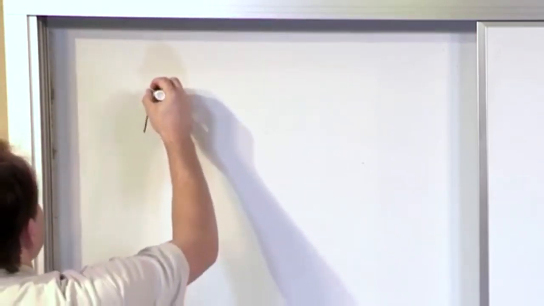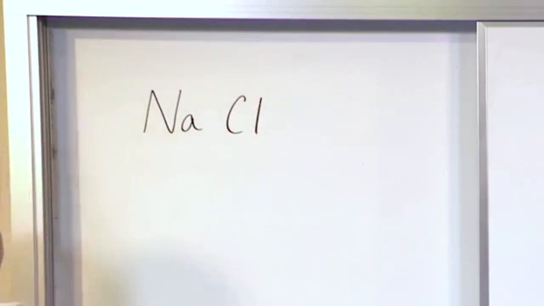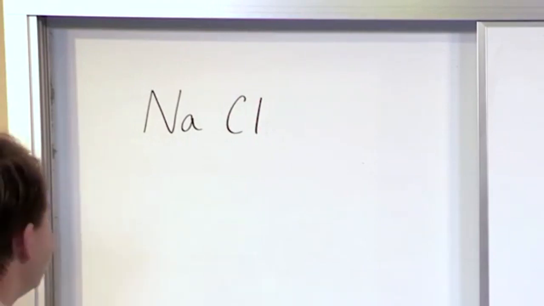So let's take something simple. Let's look at something that I know you've seen. So sodium chloride, sodium and chlorine, okay? One atom of each, okay, ionic compound.